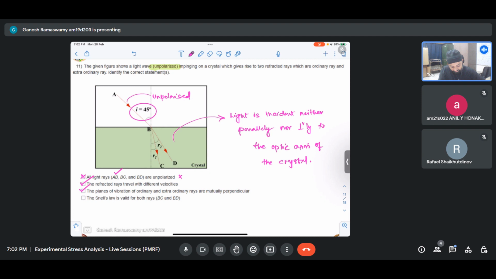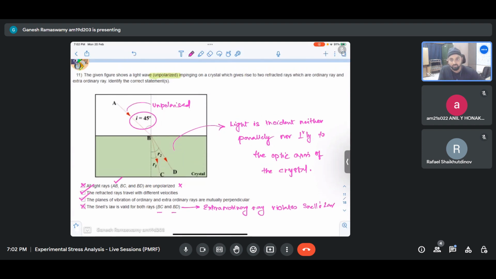Snell's law is valid for both rays BD and BC. We have not mentioned which is the extraordinary ray. We have not identified it. So either one of these is the extraordinary ray, which violates Snell's law, and it could be either this or this. So this doesn't hold good. I hope this is clear.